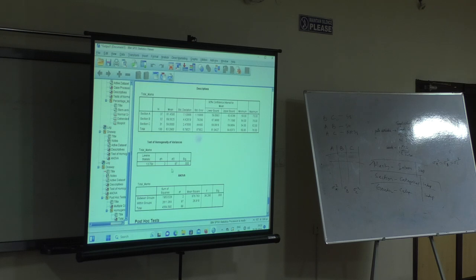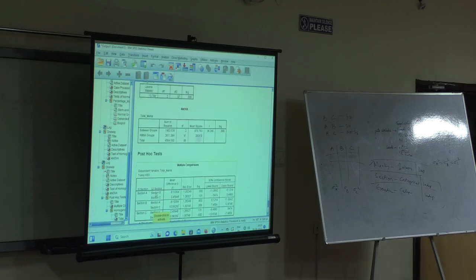Sorry? Post-hoc is only for normal distribution? No. This has got nothing to do with normal distribution. Post-hoc comparisons, post-hoc test is used for this, when your F value is significant. Okay, what is post-hoc test? Post-hoc test is pairwise comparison.